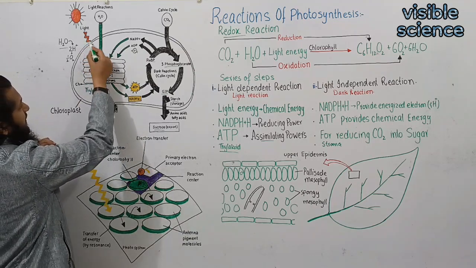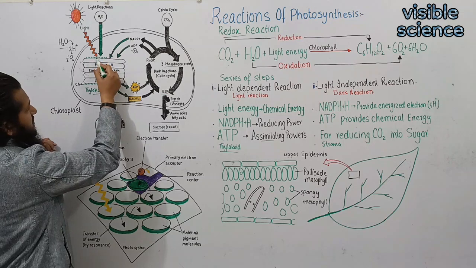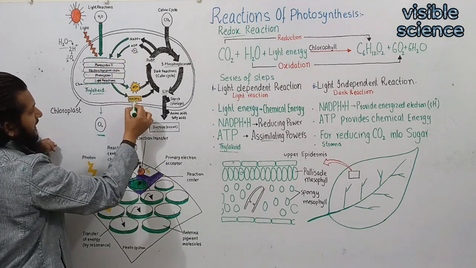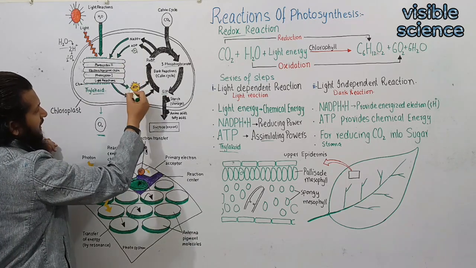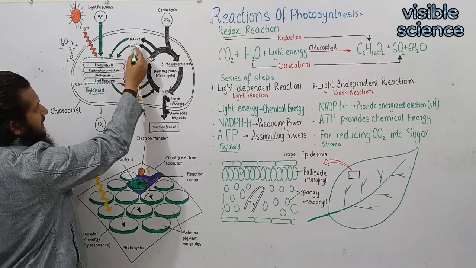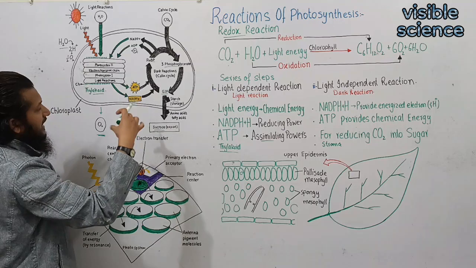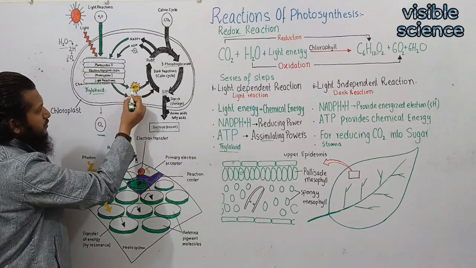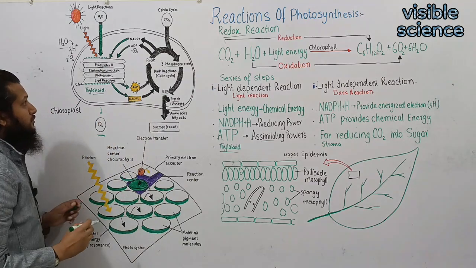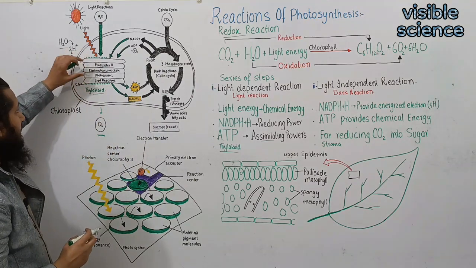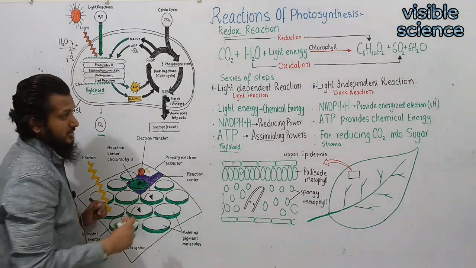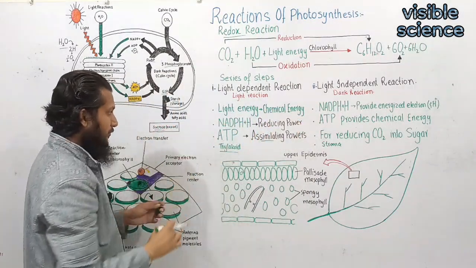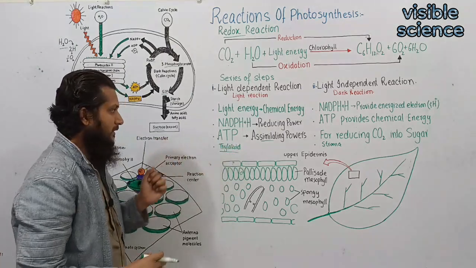By the utilization of solar energy, chlorophyll molecules convert NADP into NADPH and ADP into ATP. You can say NADP and ADP are uncharged batteries, and by utilizing solar energy, chlorophyll charges them into ATP and NADPH. So in the light reaction, chlorophyll converts light energy into chemical energy in the form of NADPH and ATP.